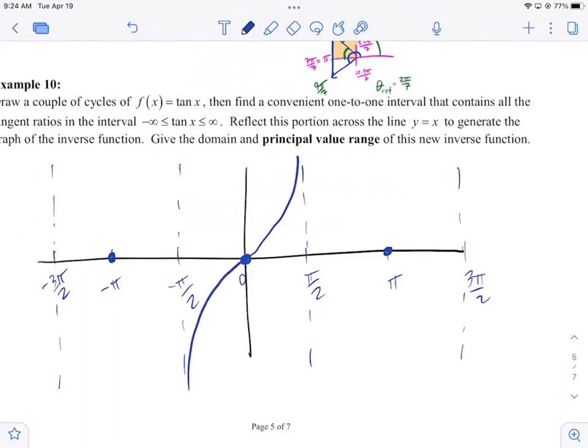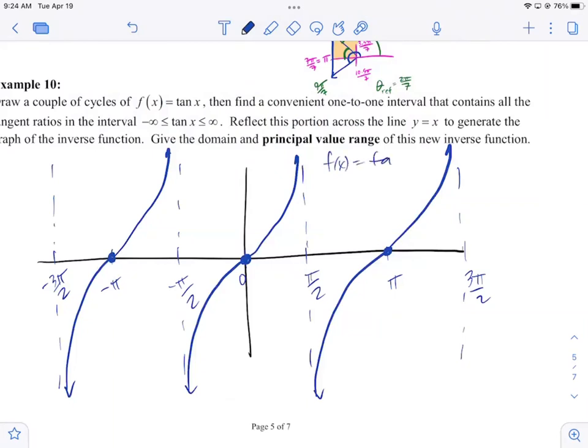So increasing functions, there's one branch. Increasing function, there's another branch. Increasing function, there's yet another branch. So we have 3 cycles of tangent here. There's f of x equals tangent. Remember, the period of tangent is what? Pi. Good. Every vertical asymptote occurs pi apart, and you're going to see another cycle. Is tangent 1 to 1?